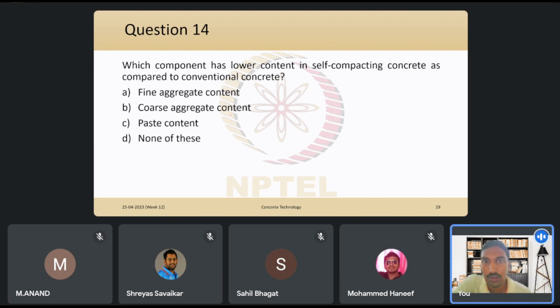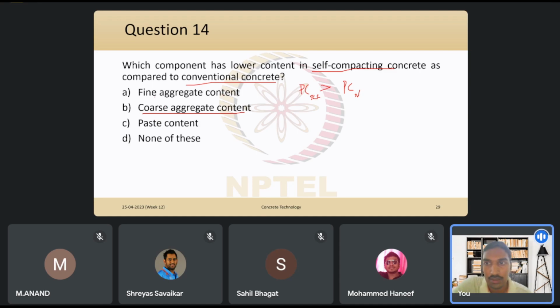I think we have already talked about this part in a couple of questions before, right? What is the relative content of the different components in self-compacting concrete when you compare it with conventional concrete? We saw that the paste content for SCC is higher, so it is greater than the paste content in a normal concrete, right? This is what we saw earlier. And when your paste content is going up, your coarse aggregate content will be coming down, right? So paste is increasing and coarse aggregate is decreasing.